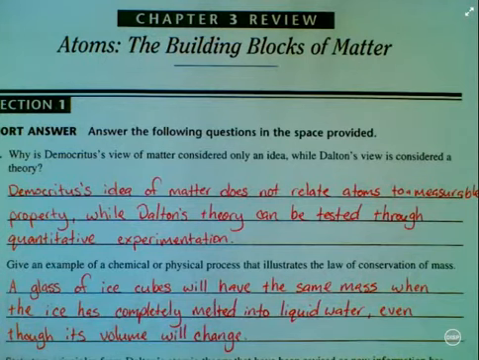All right, chemistry, let's take a look at your worksheet for Chapter 3, Section 1. Start with number 1. Why is Democritus's view of matter considered only an idea, while Dalton's view is considered a theory? Now, this gets down to the true distinction between what we would now consider philosophy and empirical science, which most people just call science, even though it's a specific type of science.